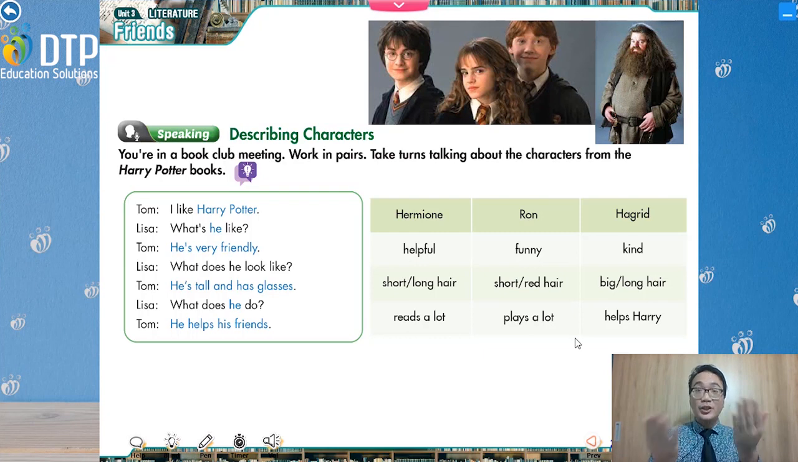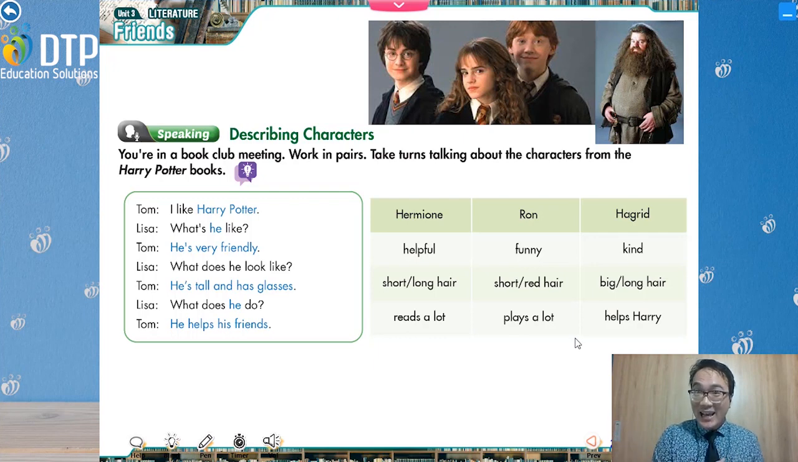So now I'm Tom, you are Lisa. Okay, I'm Tom, you are Lisa. I like Harry Potter. He's very friendly. He's tall and has glasses. He helps his friends. Now, we switch the roles. Right? You are Tom and I am Lisa. Tom first. What's he like? What does he look like? What does he do?